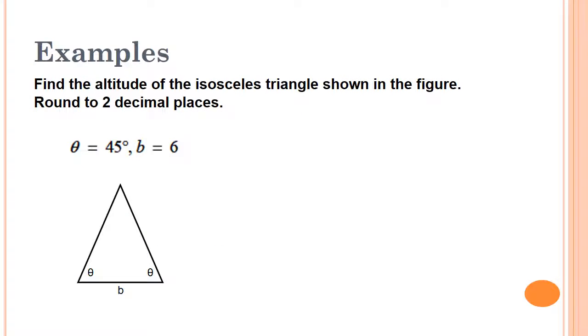Now find the altitude of this isosceles triangle. Remember, the altitude is going to go from the top angle. It's going to make a perpendicular line with side b, and that will form two right triangles. You know that theta is 45 degrees, and you know the length of b. Let me also remind you that that altitude will cut b in half. Pause the recording, give it a try, and resume to check your answer.